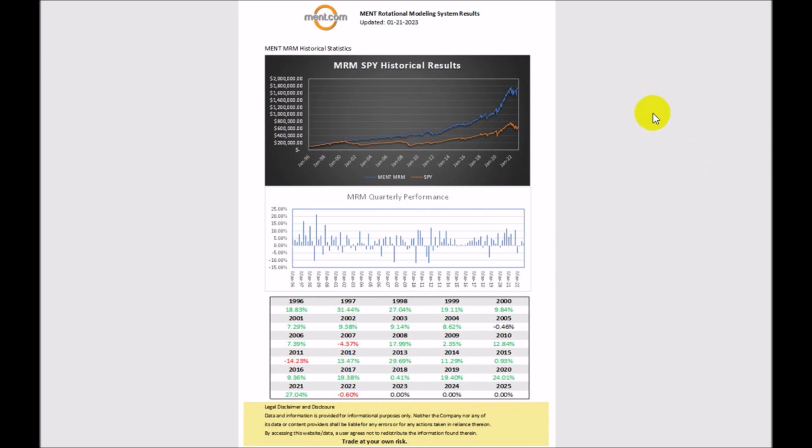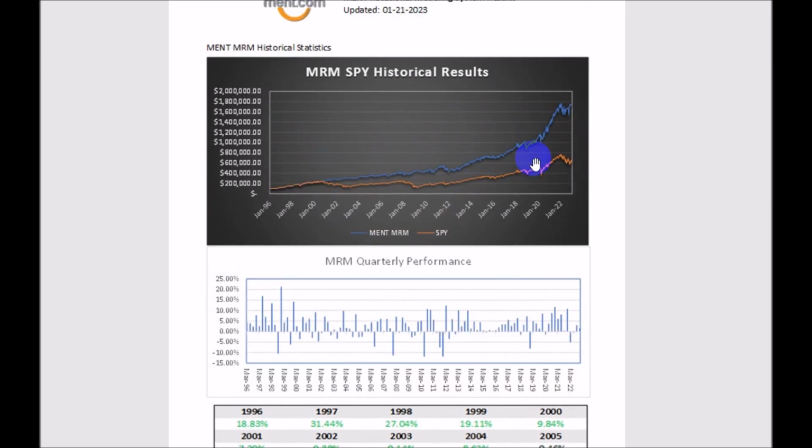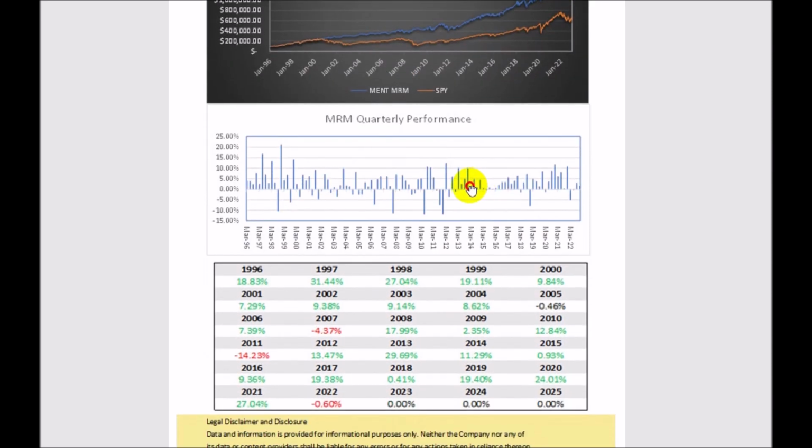And you can see here the rotational modeling system is very close to all-time highs. It's moving quite a bit stronger to the upside compared to the S&P. You can see here the historical quarterly results, absolutely fantastic. When you see the results from larger firms showing minus 20, 30, 40% drawdowns, take a look at this quarterly result. We had a little bit of a blip here in the early portion of the year and then climbed back. We ended last year with a minus 0.60 drawdown, which is very nominal, and we're looking forward to starting out this year quite well.